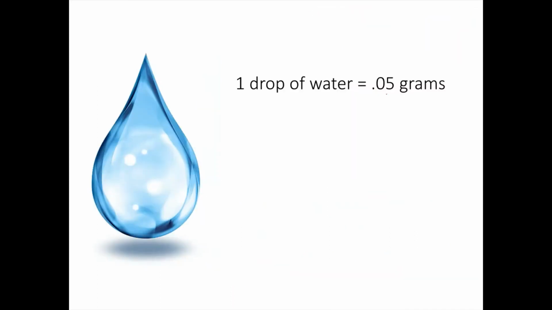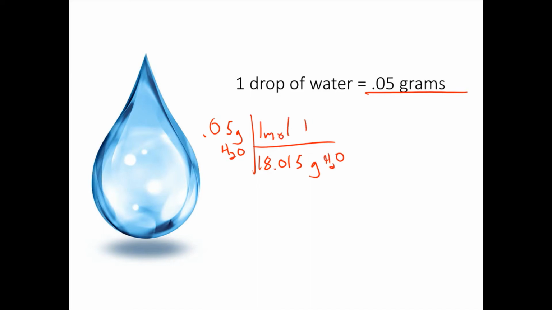And a drop of water is 0.05 grams. So we can convert all the way to molecules by starting with 0.05 grams of H2O. And I know for every 18.015 grams of H2O, I have 1 mole of H2O. And I'm not going to stop there because grams will cancel out, but I want to get all the way to molecules. For every 1 mole of H2O, I have 6.02 times 10 to the 23rd molecules.